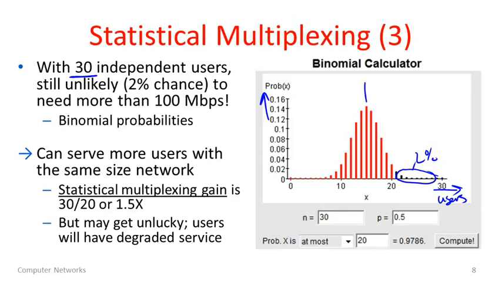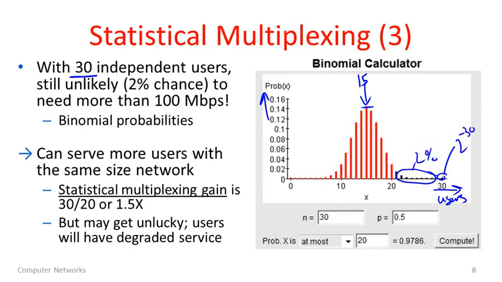Actually, you can see the most likely situation is where we'll have 15 users using the network. That's the highest probability. This makes sense because there are 30 users and the probability for each of the users using the network is a half. Half of 30 is 15. That's why 15 is the most likely case. You can see the chance of using all 30 users here is very, very low. This is 2 to the minus 30. This is like 1 in a billion.